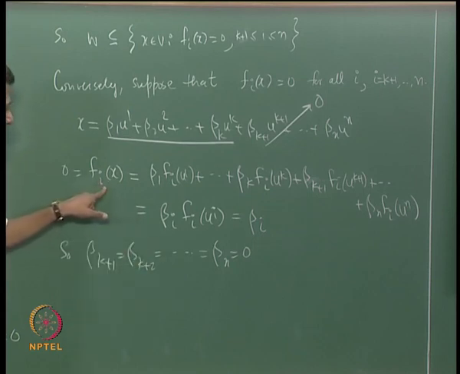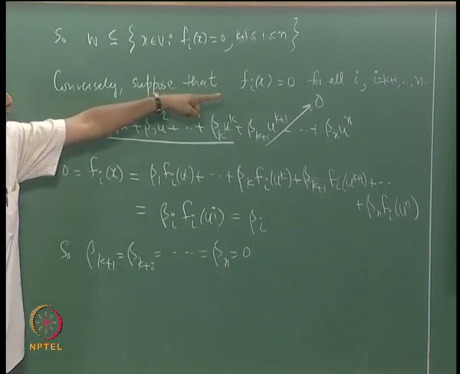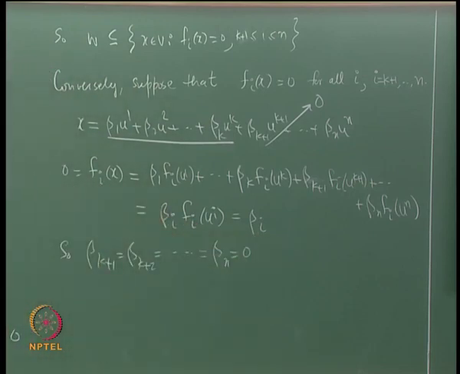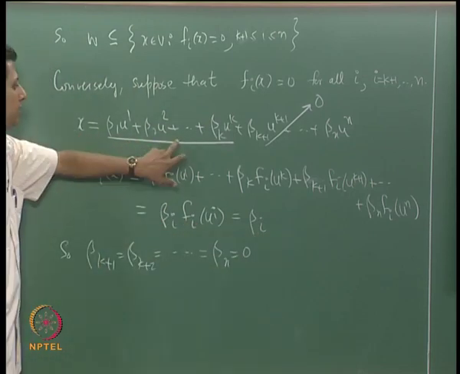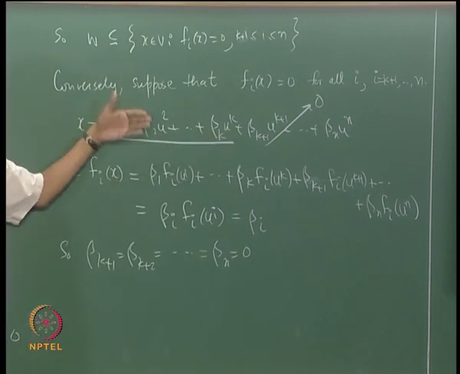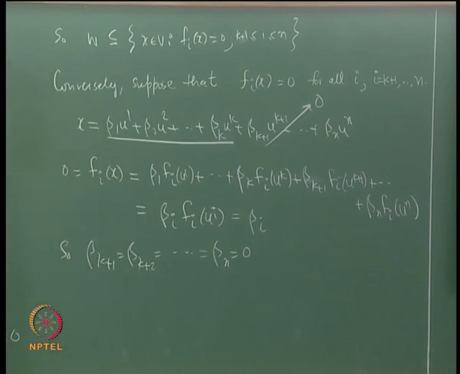Because see, this fi(x) is equal to 0 for all i running from k plus 1 to n. So these scalars beta i running from k plus 1 to n are 0. So x is a linear combination of u1, etc., uk, but then that's u1, u2, etc., uk is a basis for W. So this x must belong to W.